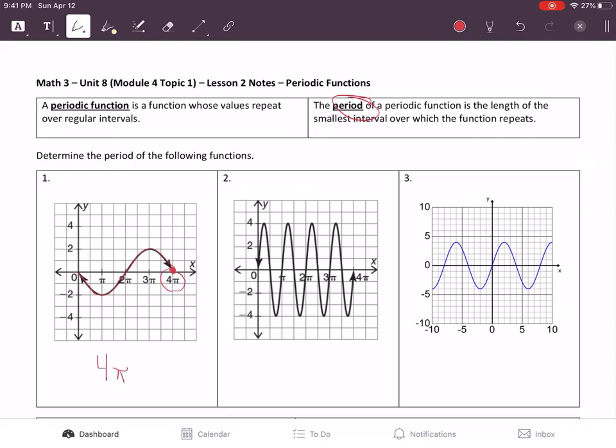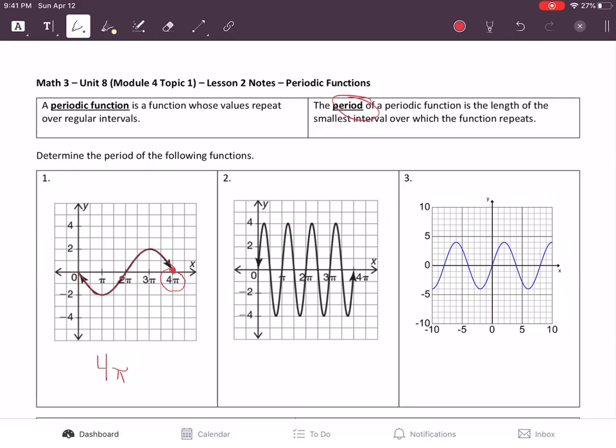It's 4 pi. Okay, now a lot of times periodic functions have their x-axis measured in what's called radians. I'm not going to get too deep into what radians are right now. That's going to be a topic for later. We're just going to introduce you to the types of graphs you're going to see with periodic functions.